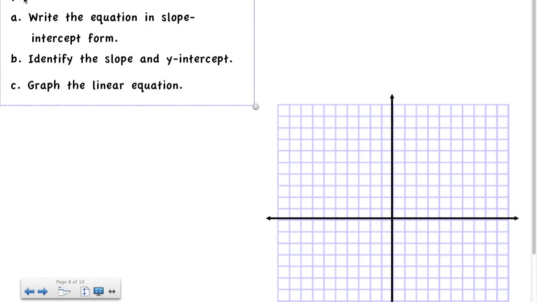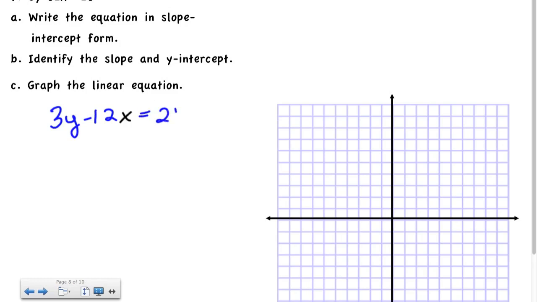Well, it would be good if we had an actual equation. So let's do 3y minus 12x equals 21. All right, so down here, we're going to put it into that form. 3y minus 12x equals 21. So you're going to do all your adding and subtracting first. So draw your wall. We're going to add 12x to both sides to get rid of the 12x on the other side.